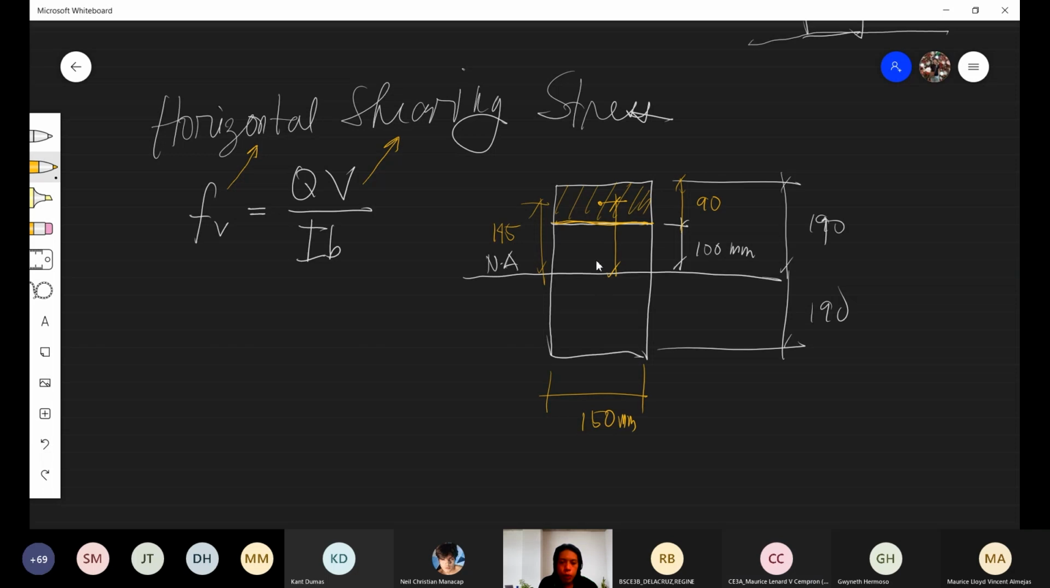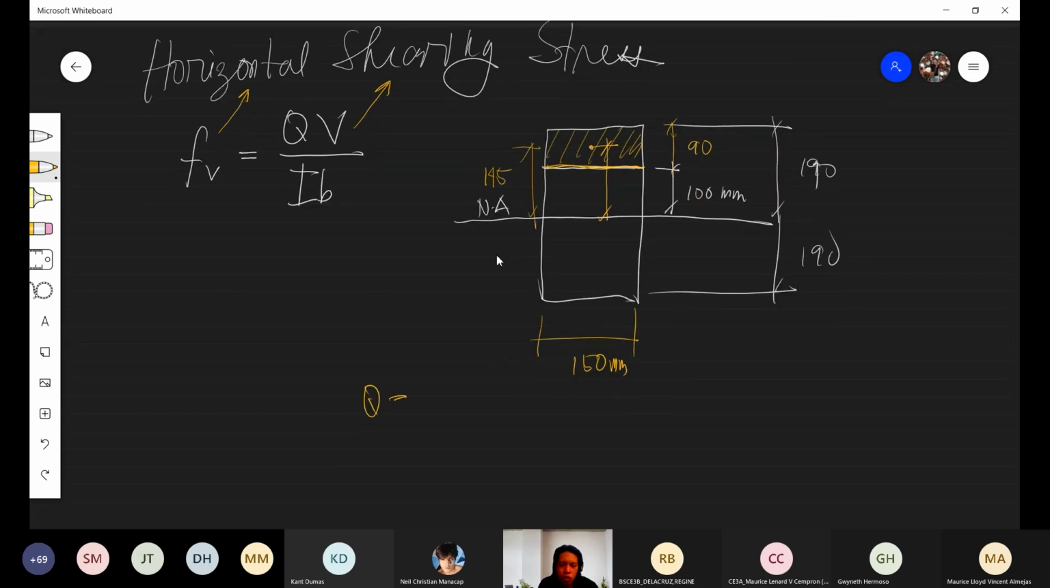So since it is 145, Q is equal to the moment area. How do you solve for the moment area? Moment is equal to force times the perpendicular distance of the force from the reference point, right? So since we want the area moment, we take the area. What's the area? That is 90 times 150. That's the area, the shaded area.